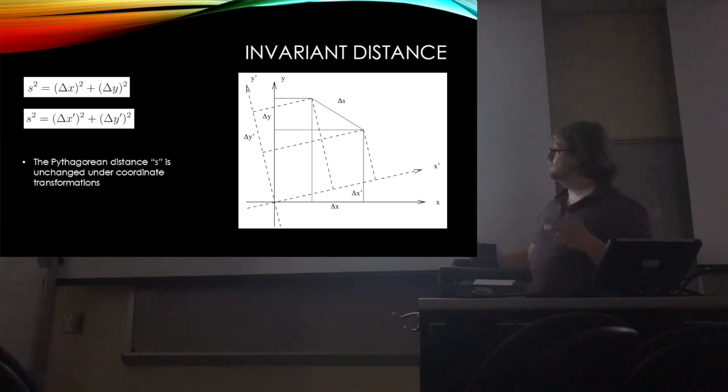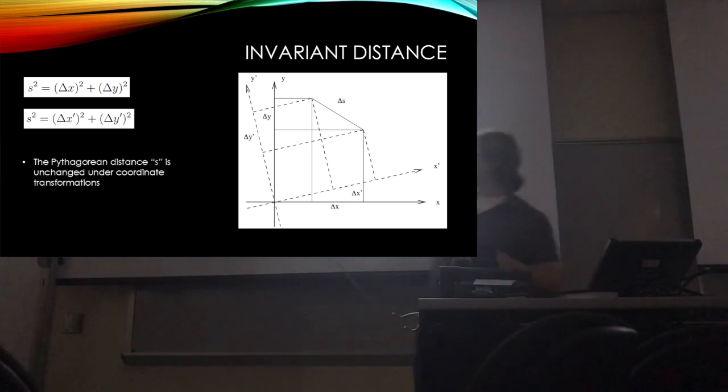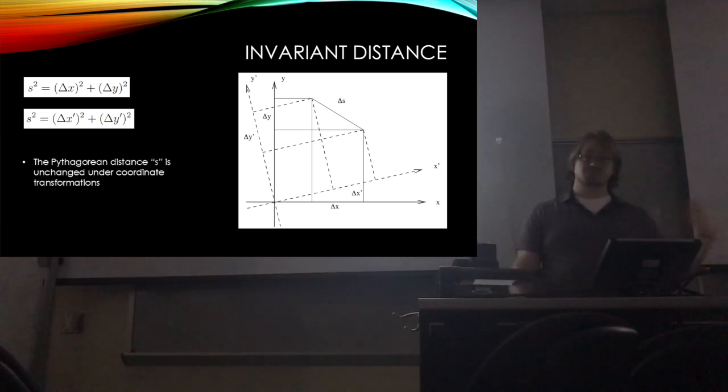However, the overall distance between the 2 points, so the sum of the square of each of those two, will be the same. So delta s squared is the same in each of these cases, even though the individual parts that lead into it are different. So the Pythagorean distance s is unchanged when you change coordinate systems.